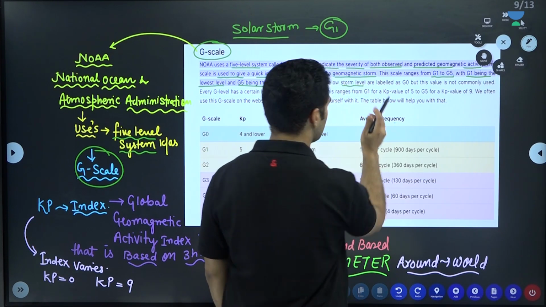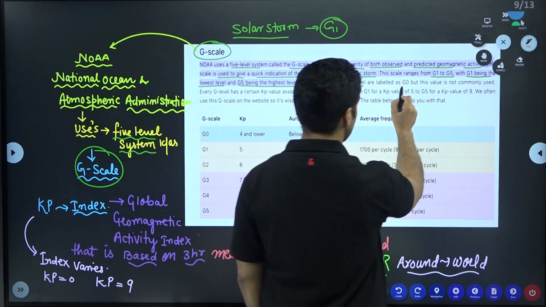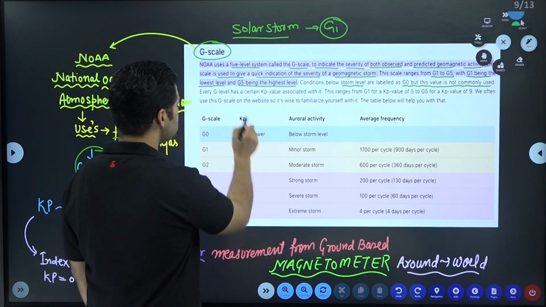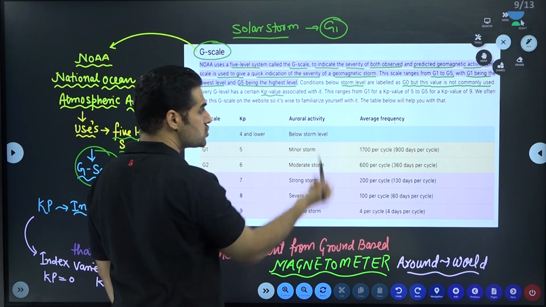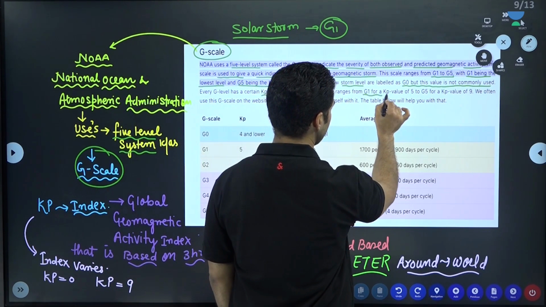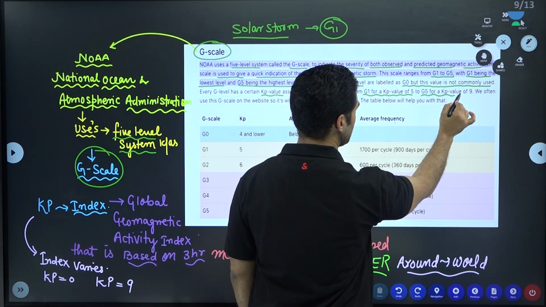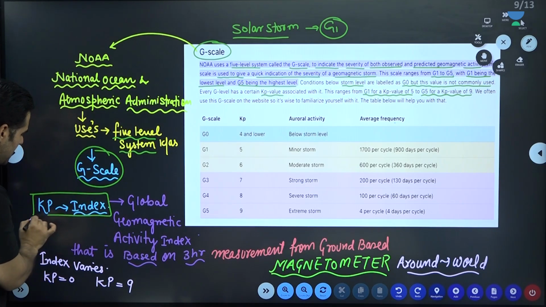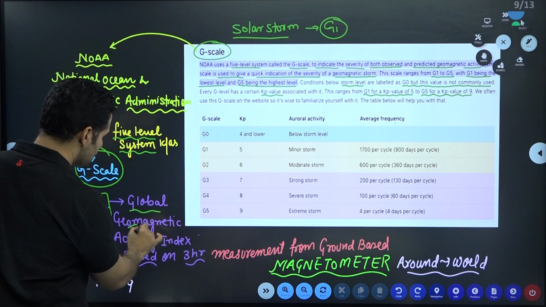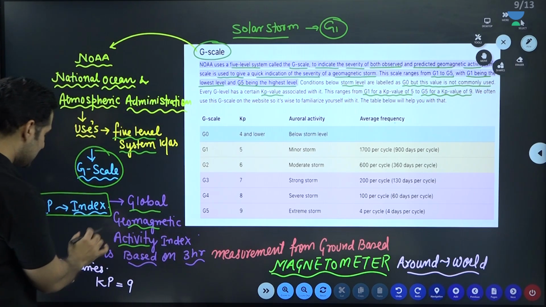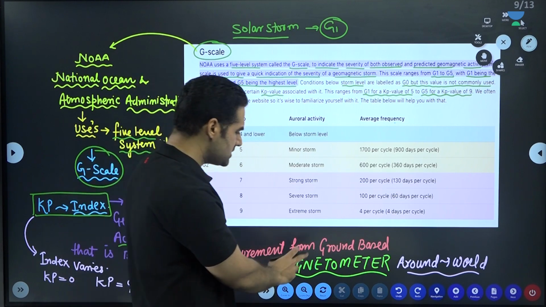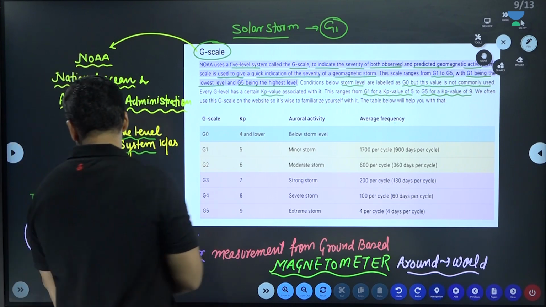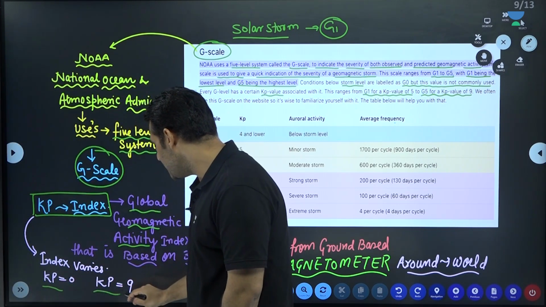Conditions below storm level are labeled as G0, but this value is not commonly used. Every G level has a certain Kp value associated with it. This ranges from G1 for a Kp value of 5 to G5 for a Kp value of 9. Now what is this Kp value? First understand. There is an index called the Kp index. It is a global geomagnetic activity index that is based on 3-hour measurements from the ground-based magnetometers around the world. The index varies from Kp0 to Kp9.